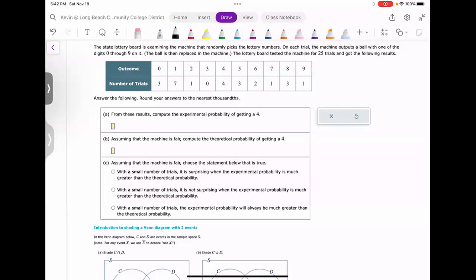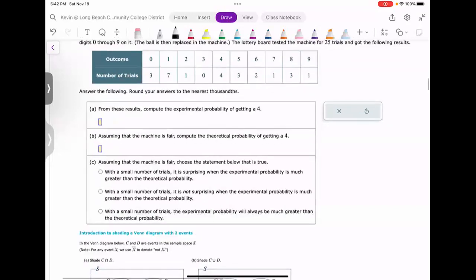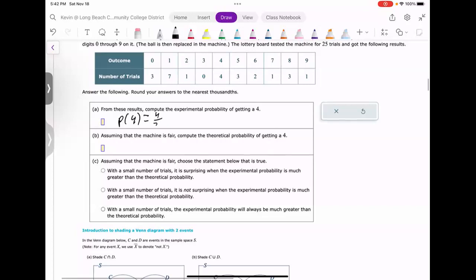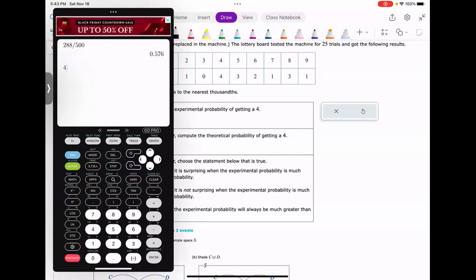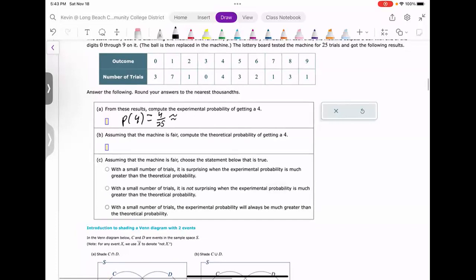Part A. From these results, compute the experimental probability of getting a 4. Well, there were 4 out of 25. Let's write that a little bit better. So the probability of getting a 4, there were 4 of them, happens to be the same number, out of the 25. Let's see what that gets us. 4 divided by 25, 0.16. Now, that means 16% of the time a 4 came out.